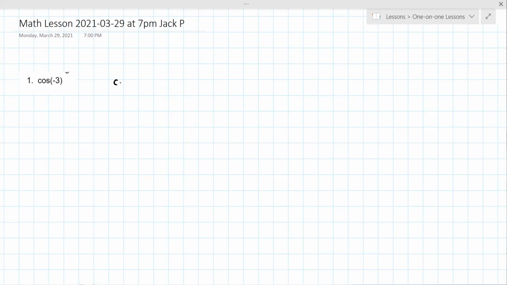Okay, so there's two things you've got here. Cosine of minus x equals the cosine of x. So that means that this equals the cosine of 3.